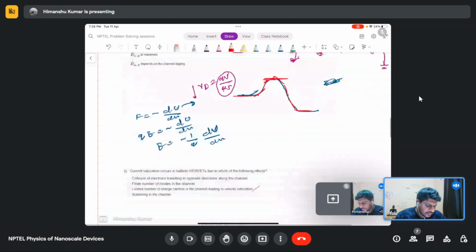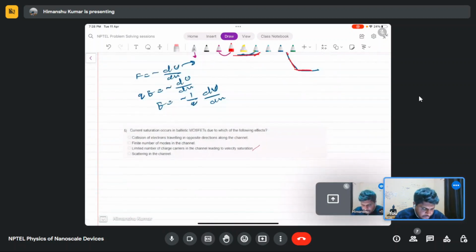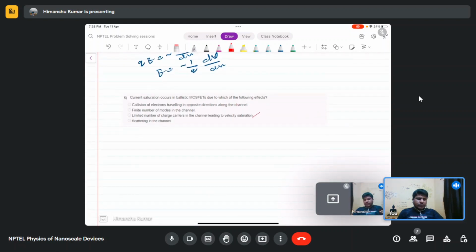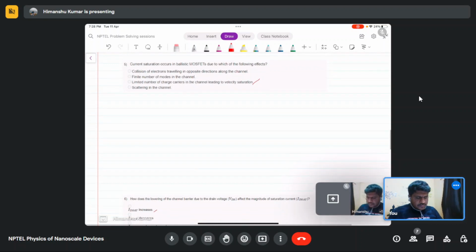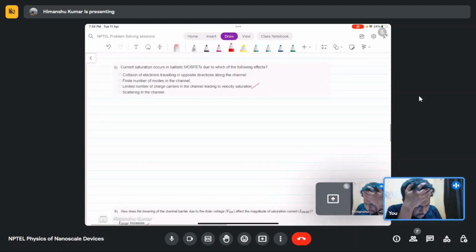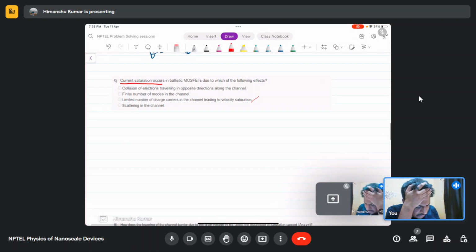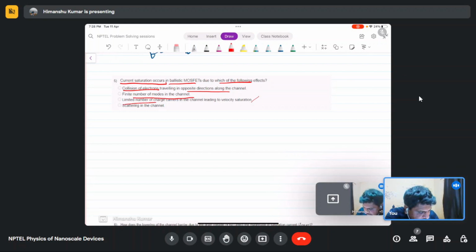Okay, if there is no doubt, let's move to the next problem. The next problem talks about current saturation occurring in the ballistic MOSFET due to which of the following effects. The first option is collision of electrons traveling in the opposite direction along the channel; then a finite number of modes in the channel; then a limited number of charge carriers in the channel leading to velocity saturation; and scattering in the channel. Okay, so let's analyze each case.